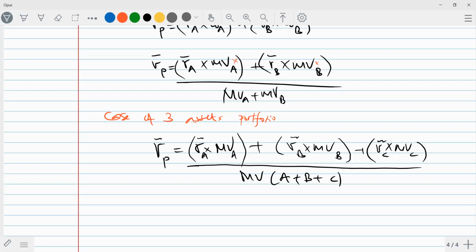In case you have four assets, you simply add the fourth term. And that's how we get the return of a portfolio, whether a two asset portfolio or a three asset portfolio. I hope it's very clear.